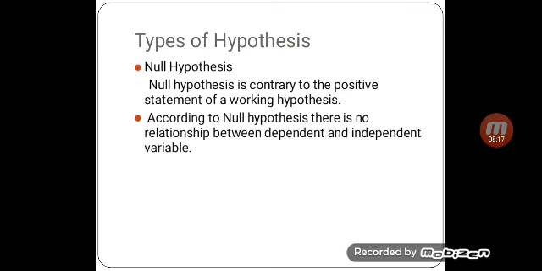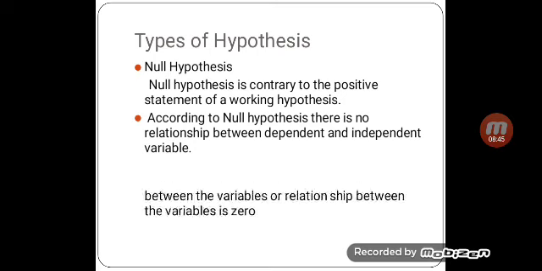According to the null hypothesis, there is no relationship between the dependent and independent variable. Here, the researcher will get an answer that there is no relationship between the variables. There are two types of variable, that is, independent variable and dependent variable. After testing, the researcher will get a conclusion that there is no relationship between the variables. When there is no relationship between the variables, then it is a null hypothesis.